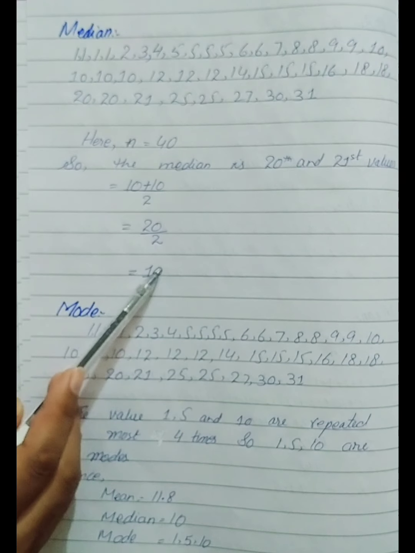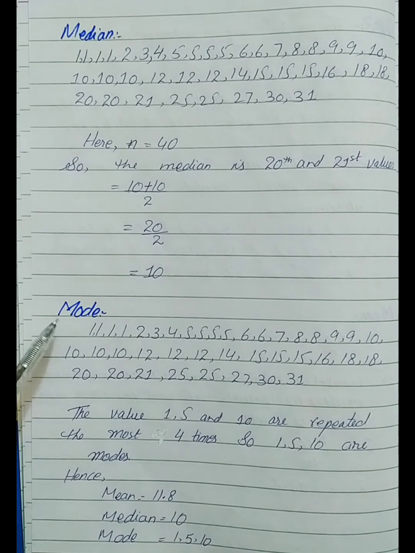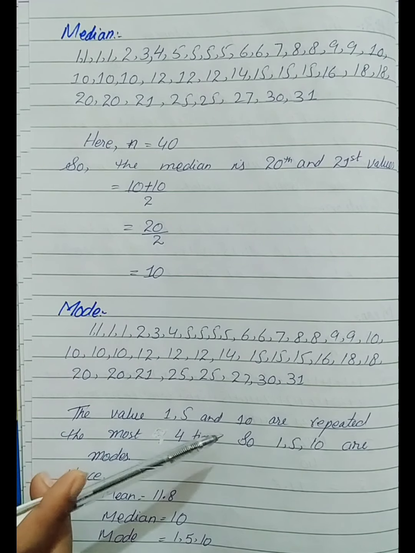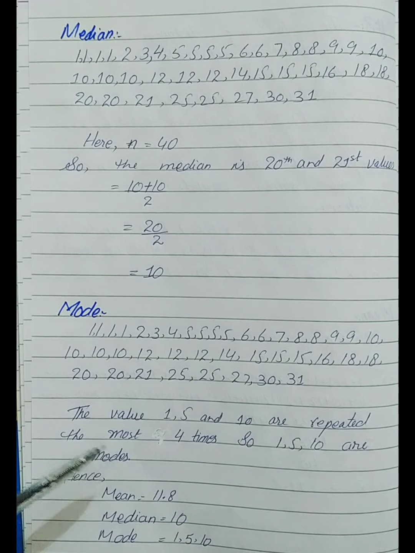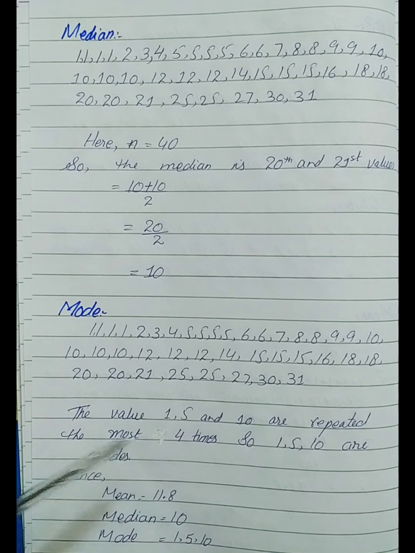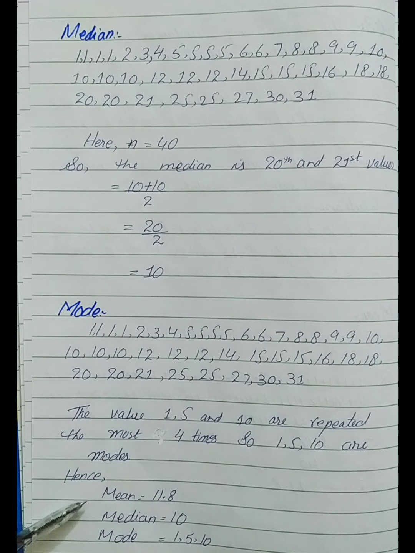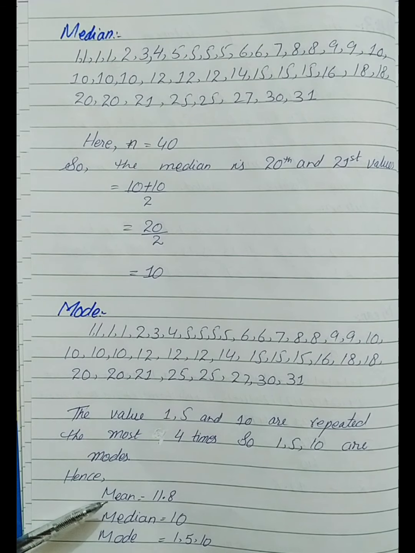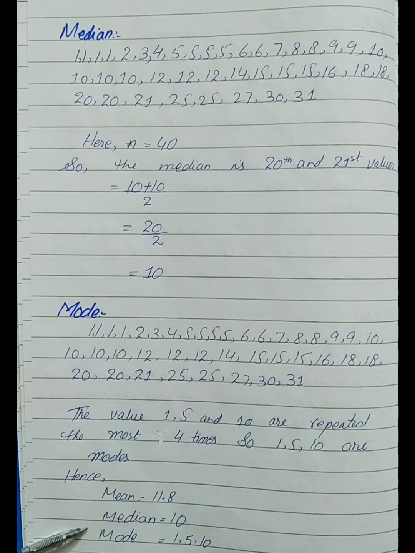So the median is 10. Next, in the mode, we take the most repeated value. So we have the values 1, 5 and 10 repeated the most, 4 times each, so 1, 5 and 10 are the mode. So the mean is 11.8, the median is 10 and the mode is 1, 5 and 10.